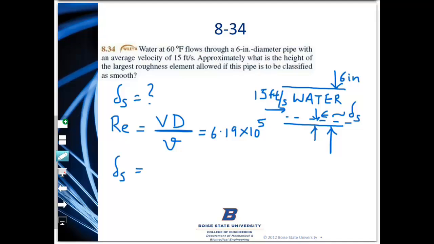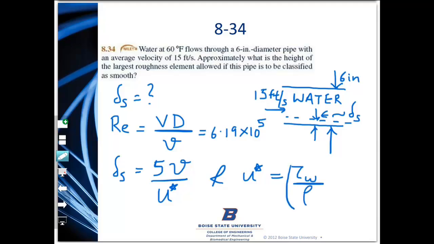Okay, now let's go ahead and write what delta S is. If it is in the viscous sublayer, it's between 0 and 5, so you can write this as 5 times nu over u star. At this point we know nu, but we don't know u star, but u star is nothing but the square root of tau wall over rho, the density of the fluid. Now if you look at this, we don't know tau wall.